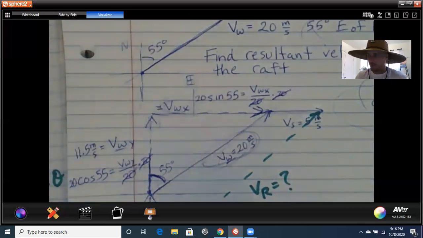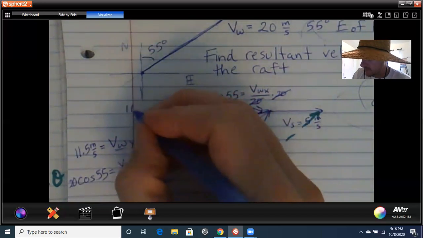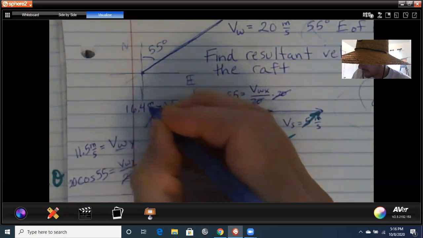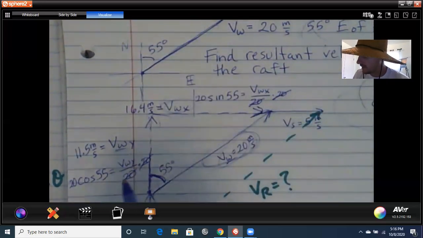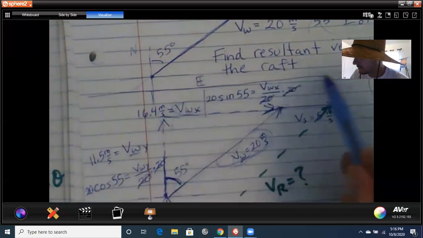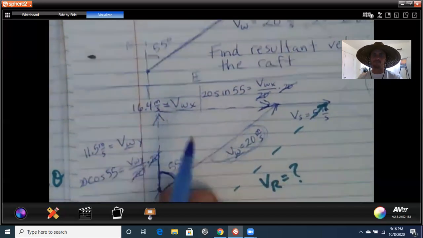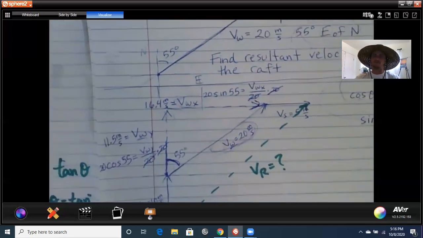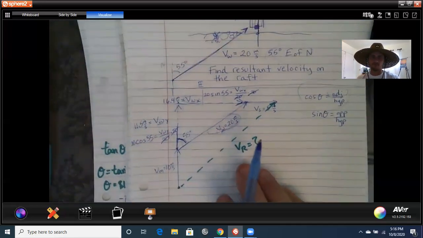16.4. It says 16.38, but I'm going to round it up to 16.4 meters per second. There we go. And I don't want you to get confused, so I'm going to put a little divider line here. So let's come back out and see the big picture.